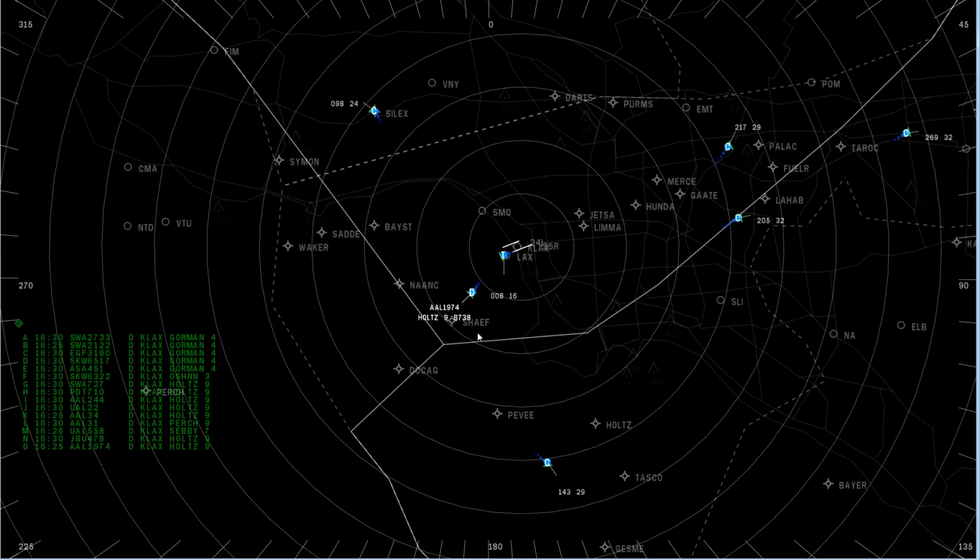Departure. United 558 with information Alpha at 900s climbing to 5000s. United 558, radar contact.